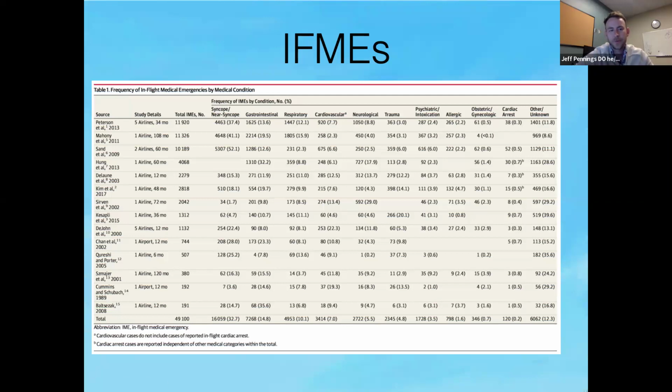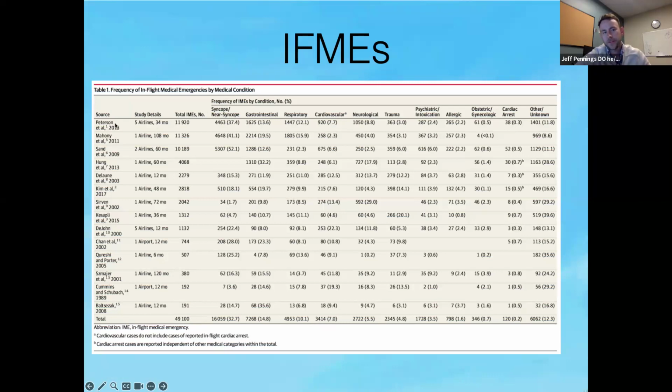But the overwhelming majority of the time, patients are going to be dealing with syncope and near syncope episodes, followed by GI and respiratory disease, and then cardiovascular further along. The least common thing is cardiac arrest. However, this is going to be the most common reason that a flight is diverted.